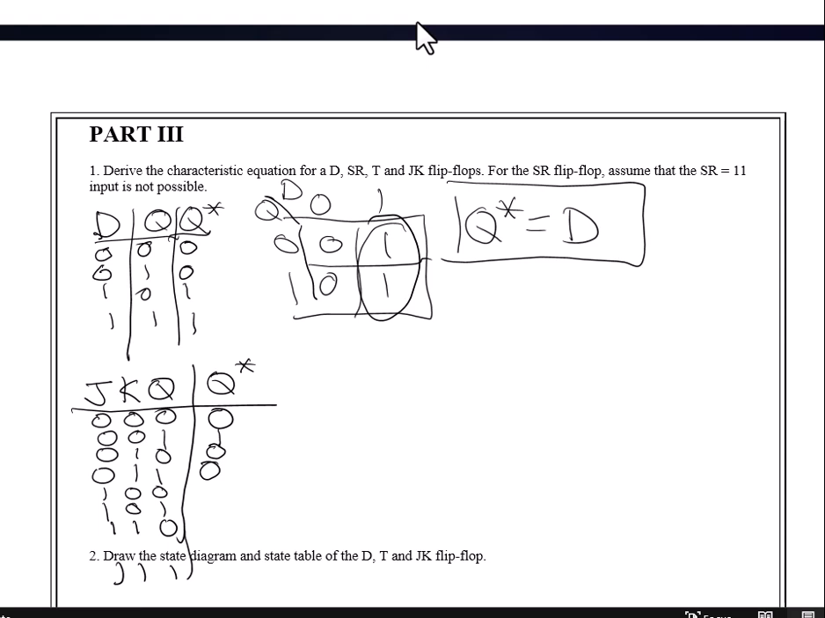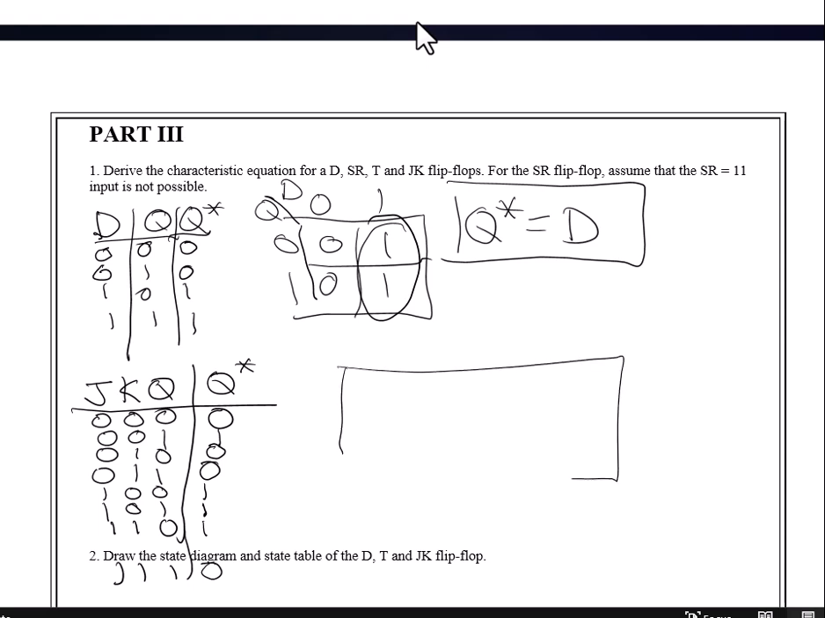Now, when J is 1 and K is 0, that's a set. So when J is 1 and K is 0, you get 1, no matter what. Doesn't matter what Q was before. So for the next two, you get 1. And when J and K are both 1, then you get a toggle. So Q star will be the complement of whatever Q was before. So in this seventh row, J and K are both 1. Q is 0. Q star will be 1. It'll be the opposite. And here, J and K are both 1. Q is 1, so Q star will be 0.